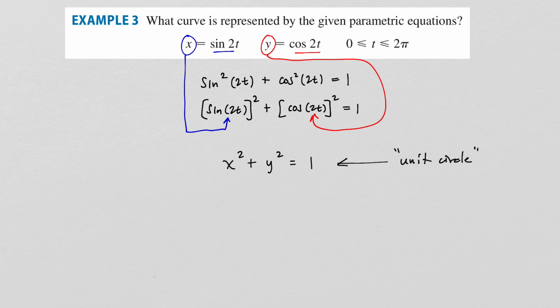But let's take a closer look. So let's start by plugging in t equals 0. When we plug in t equals 0, x is going to be the sine of 0, which is 0. y is going to be the cosine of 0, which is 1. So that is the point 0, 1. Now, the next value that I'm going to plug in, normally I would do pi over 2, but I'm going to do pi over 4 in this case.